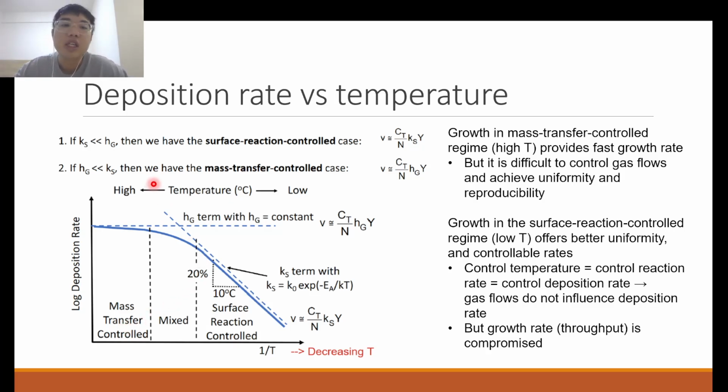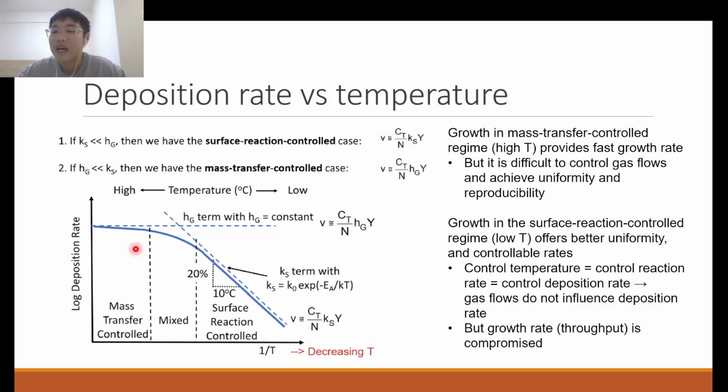Okay, so which regime do we want to operate in? We want to operate in the surface reaction control regime. Why is this the case? Let's consider operating in the mass transfer control regime. We see that the deposition rate occurs very quickly, which is extremely good. However, the problem is that when the overall process is dependent on the mass transfer rates, it becomes highly dependent on the flow rate of your gases, because that is what determines your mass transfer rates.